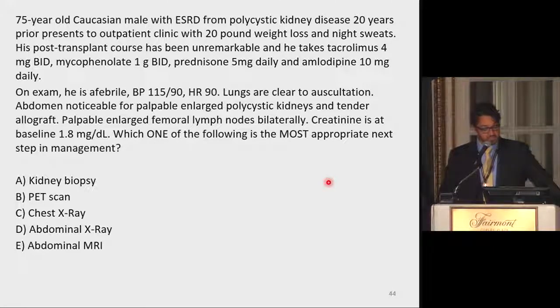On exam, it's pretty much unremarkable, but he has palpable polycystic kidneys that you can feel on both sides, and he also has some new femoral lymph nodes that are palpable, a little bit enlarged. Creatinine is at baseline, 1.8, and the question is, which one of the following is the most appropriate next step? We have kidney biopsy, a PET scan, a chest X-ray, an abdominal X-ray, or an abdominal MRI.